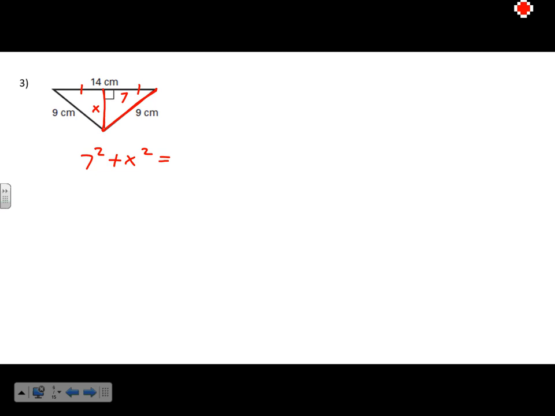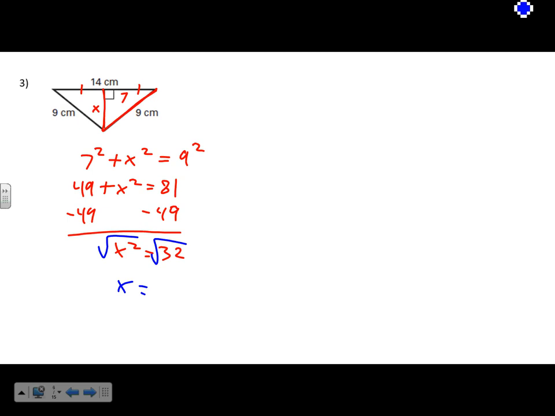Because again, I know it's flipped upside down, but we still want to think of the 14 as the base and that x is the height. It's equal to 9 squared. So that's 49 plus x squared is equal to 81. Subtract 49. We get x squared is equal to 81 minus 49 is 32. And square root both sides. The square root of 32 is 5.6568. So again, if you want to put 5.7 or 5.66, either one will work. I personally, again, since they don't specify, I always go to 2 decimal places.